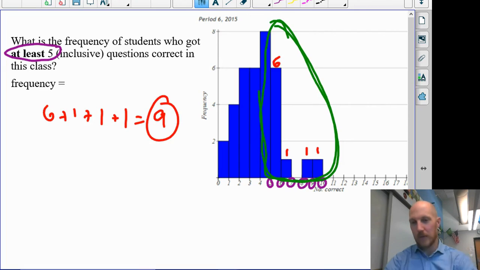If there were bars on the other part of the graph over here at 11 questions, 12 questions, 13 questions, we would add those also, but there's nothing there. So if there's zeros, we could add a bunch of zeros. All right.